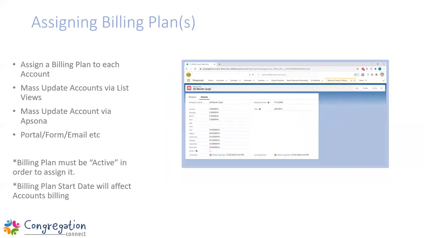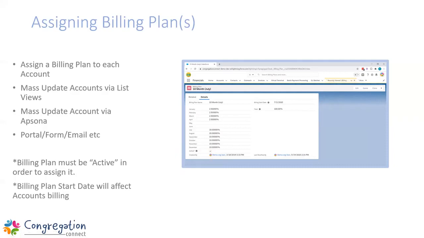Now, assigning a billing plan. How do you assign a billing plan? You can assign a billing plan to each account by editing the account and putting in the applicable billing plan. You can do this through a list view or a mass update via Apsona as well. You can also use a combination of portal forms or emails to ask members to select their preference if you'd like to do that. But it is important to note that a billing plan needs to be active in order to assign it. So if it's active, we will see on the billing plan screen.